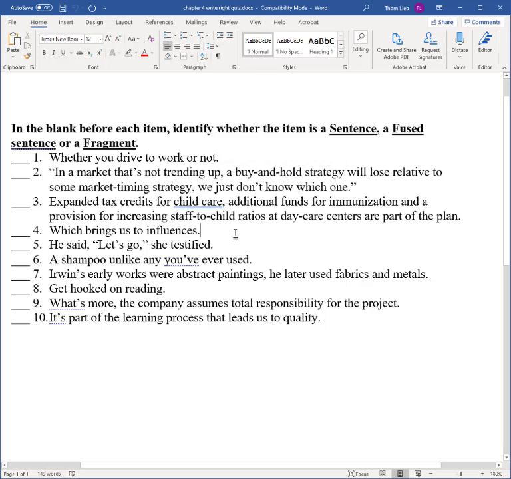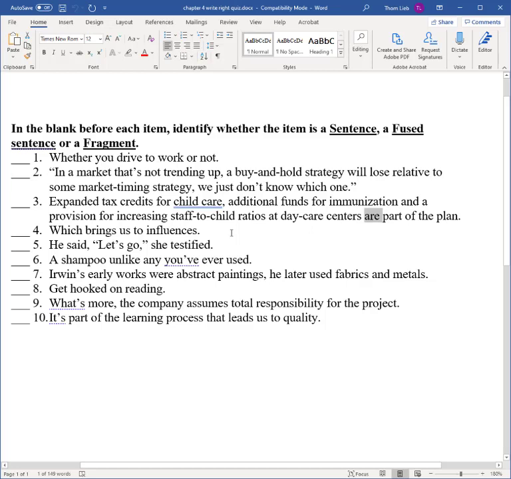On the third one, this seems like a lot of words. Maybe it's something beyond a sentence, but let's look at it carefully. The subject here is actually three parts: expanded tax credits, additional funds, and provision for increasing ratios, all of which are governed by the same verb, are. So it would be like saying three people's names, Paul, Mary, and John, are the planners. So this is fine. It's just multiple subjects governed by the same verb. So this is a sentence.